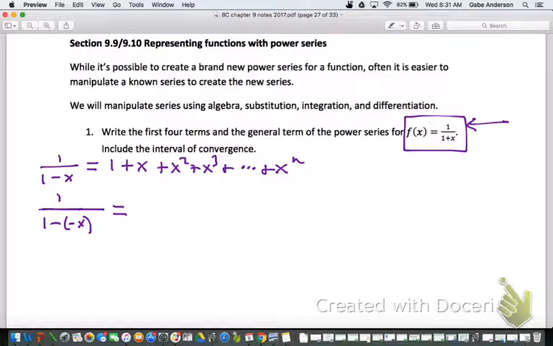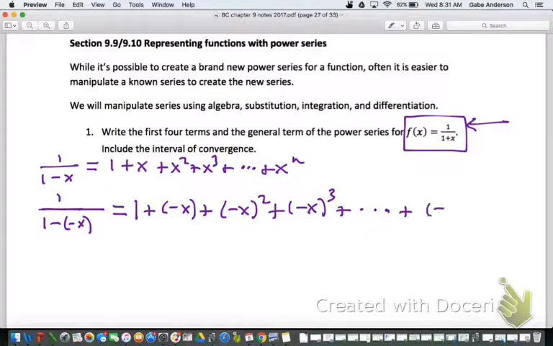And so what I would do here is wherever I see an x, I would plug in a negative x. So it would be 1 plus negative x quantity squared plus negative x quantity cubed plus dot dot dot negative x to the n. So this sort of thinking will work for an nth term. Simply wherever you see an x, you plug in negative x, and you'll have it. So this is technically it. I'm going to clean this up a little bit.